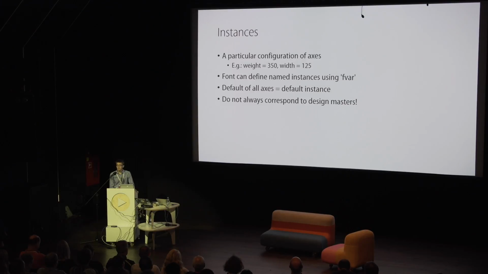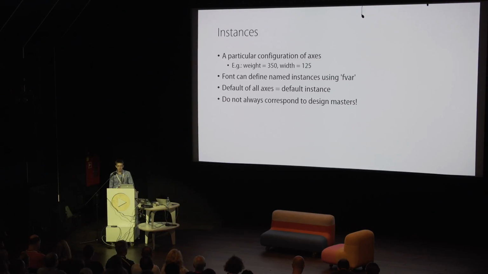Fonts can define named instances using the fvar table. This is equivalent to having a font family that presents a regular, bold, semi-bold, whatever. And so those named instances are what are presented to the user in a font picker dialog. We don't expect to see a lot of sliders. I think there'll be a lot of investigation into what appropriate UIs for this will be.